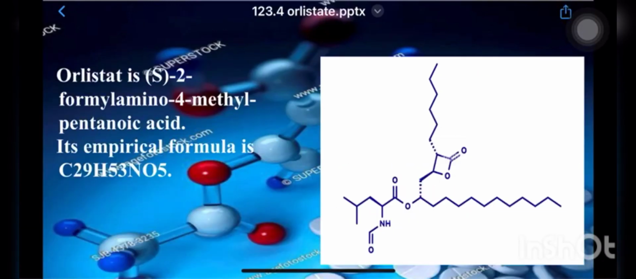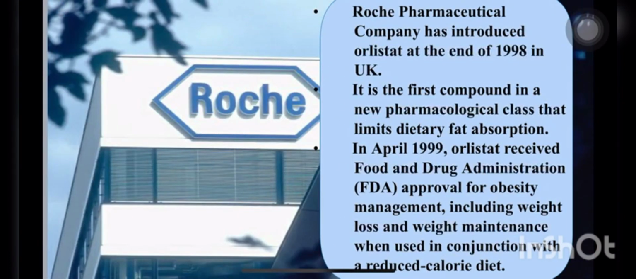So here is the chemical structure of Orlistat, which is 2-formylamino 4-methylpentanoic acid. Its empirical formula is C29H53NO5. Behind the history of Orlistat, Roche Pharmaceutical Company introduced Orlistat at the end of 1998 in the UK. It was the first compound in a new pharmacological class that limits dietary fat absorption.